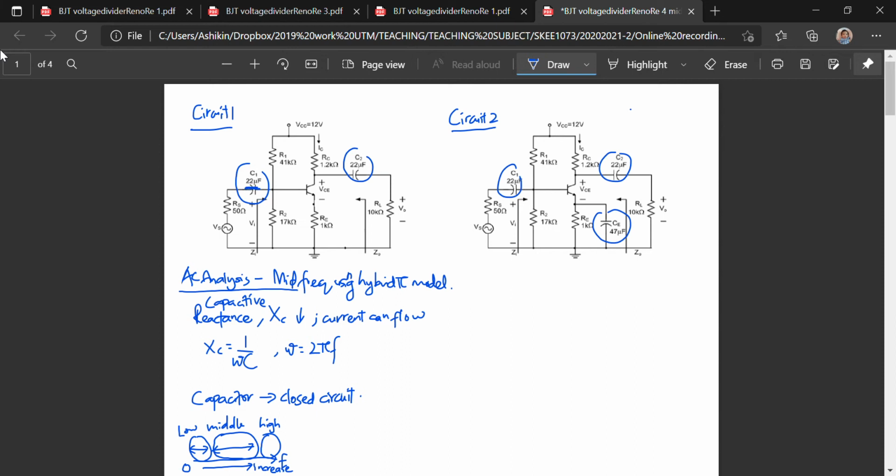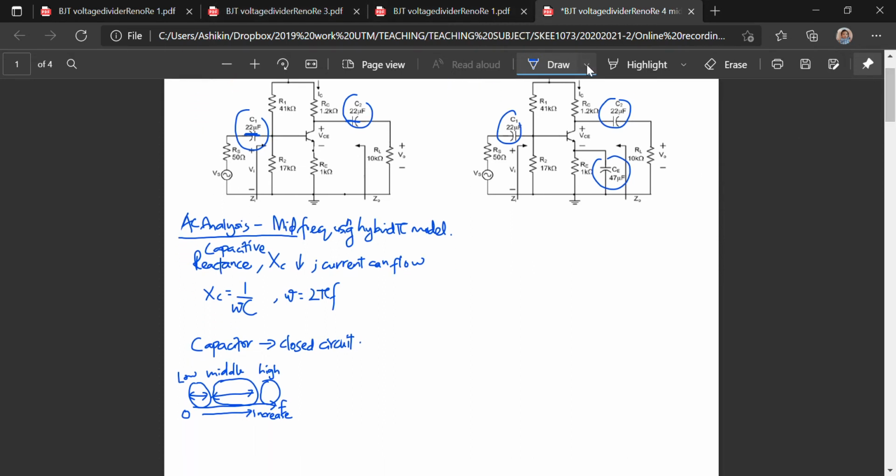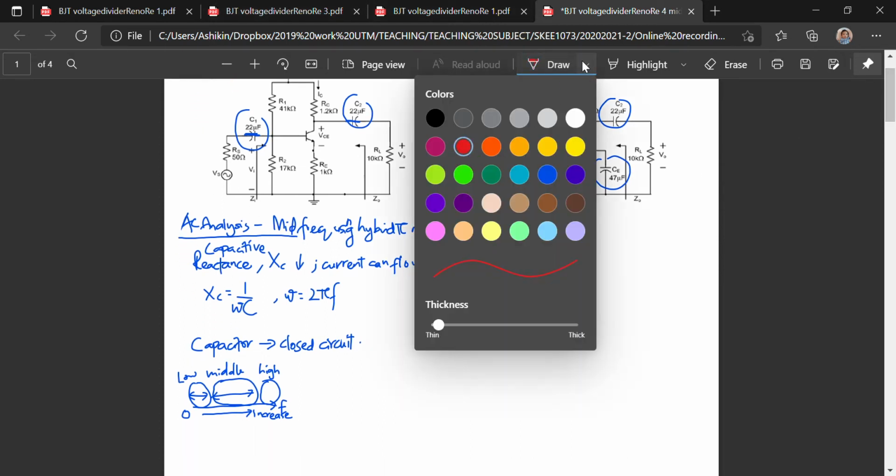Okay, so this is a closed circuit, or in normal terms a short circuit. However, short circuit does not mean it is broken. It means it is closed. Alright, so let's draw the hybrid pi model during mid-frequency analysis.